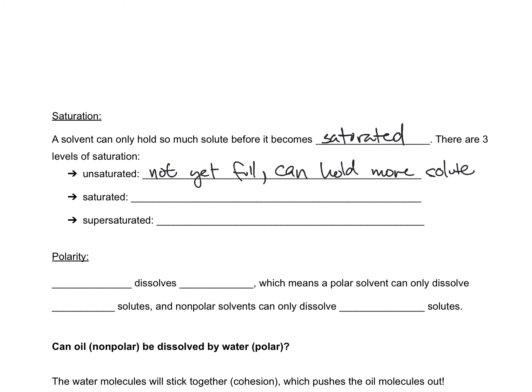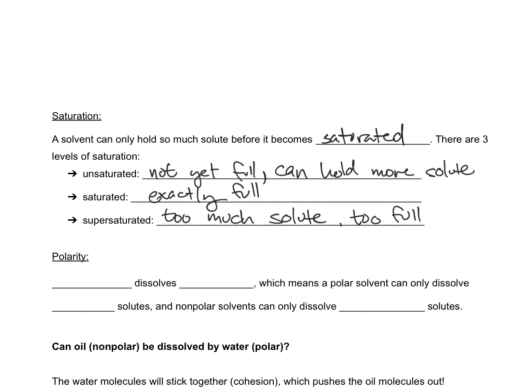So if it's unsaturated, it's not full. It can hold more solute. If it's saturated, it is exactly full. It has just the right amount of solute, exactly full. And then supersaturated is it has too much solute, or is too full. So what's going to happen when you have a supersaturated solution is that your solute starts to come out of your solution, starts to fall out or precipitate in your solution.